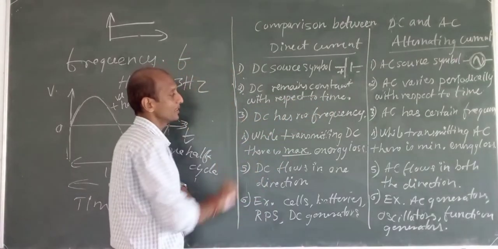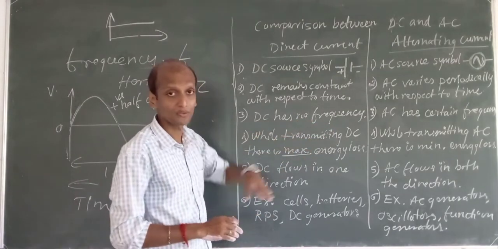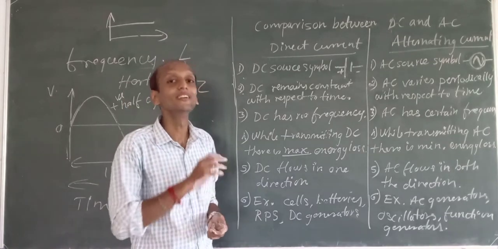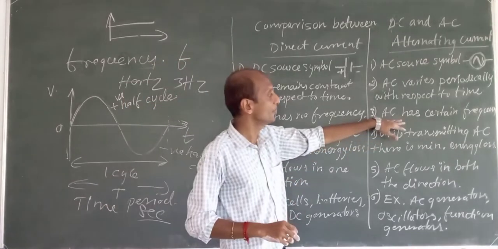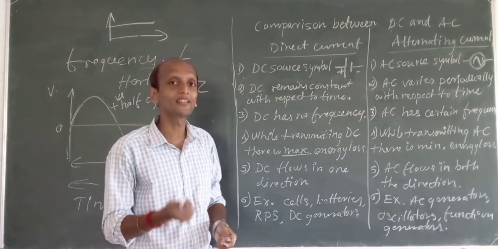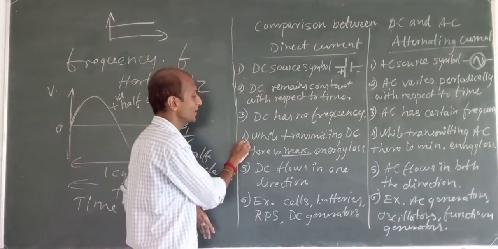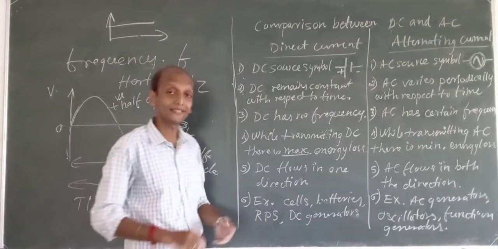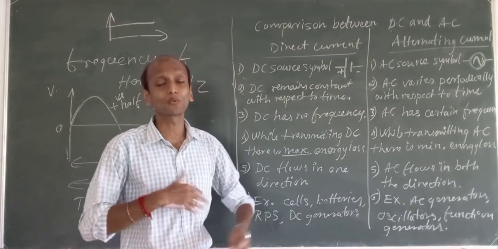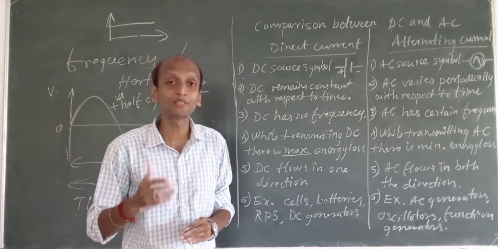So the third point is what? DC has no frequency. Right now we have seen, isn't it? DC has got no frequency because there is no change in the direction of the alternating quantity. Coming to AC, it has got certain frequency, isn't it? So AC or alternating current will have certain frequency, for definite. So coming to the fourth point, while transmitting your DC, transmitting the current, whether alternating current or direct current, whatever the current may be, we have to transmit. Transmitting means what?